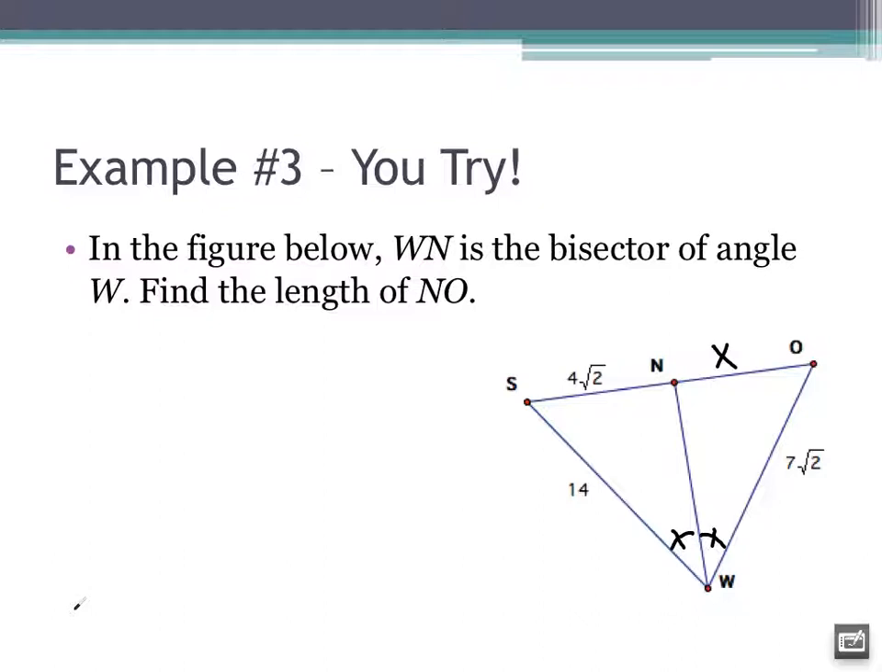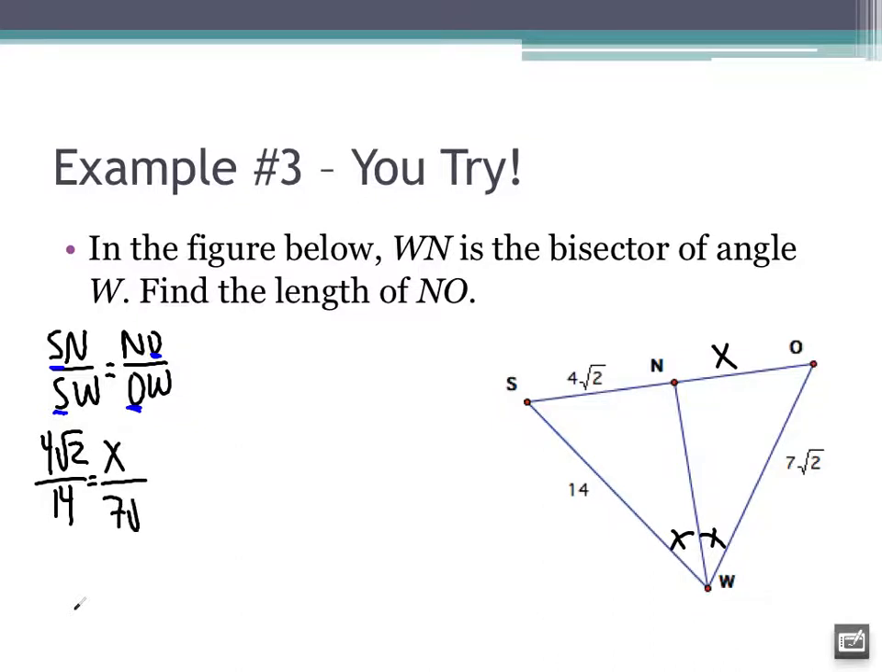First thing that I would have done is set up a proportion. So SN is going to correspond to SW, and then NO is going to correspond to OW. Notice that we have an S and an S, an O and an O. That should always happen because that's the vertex that the two sides share. Now I'm going to fill in what I know. I have 4 root 2 over 14 is equal to x over 7 root 2.